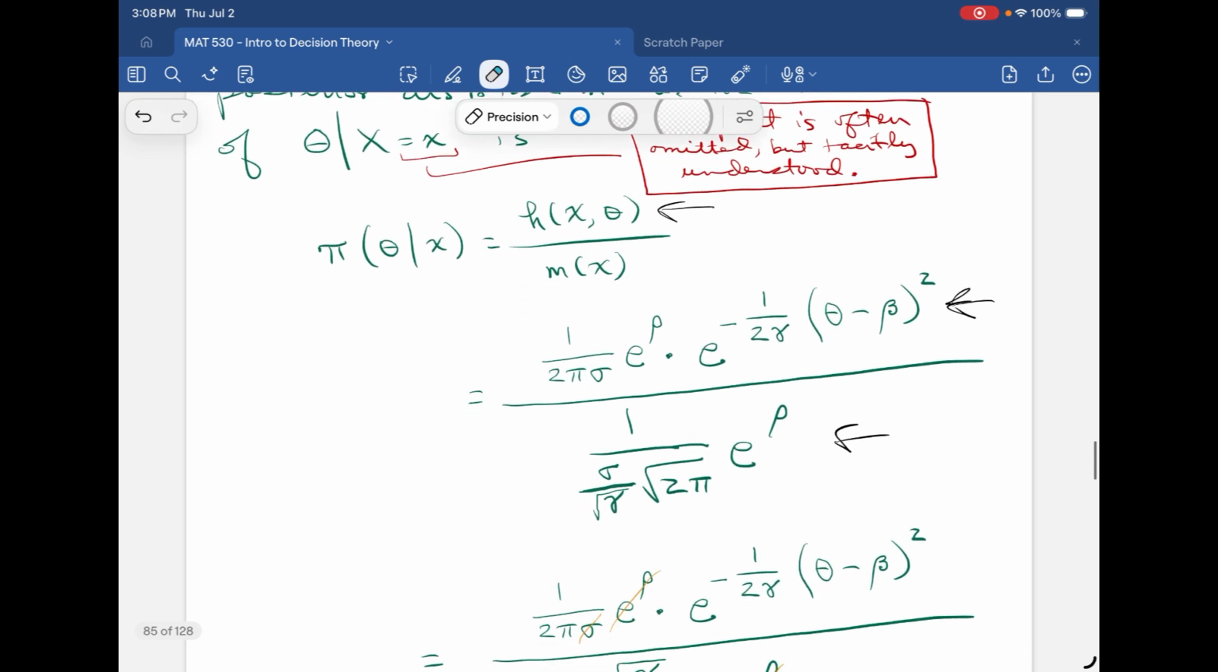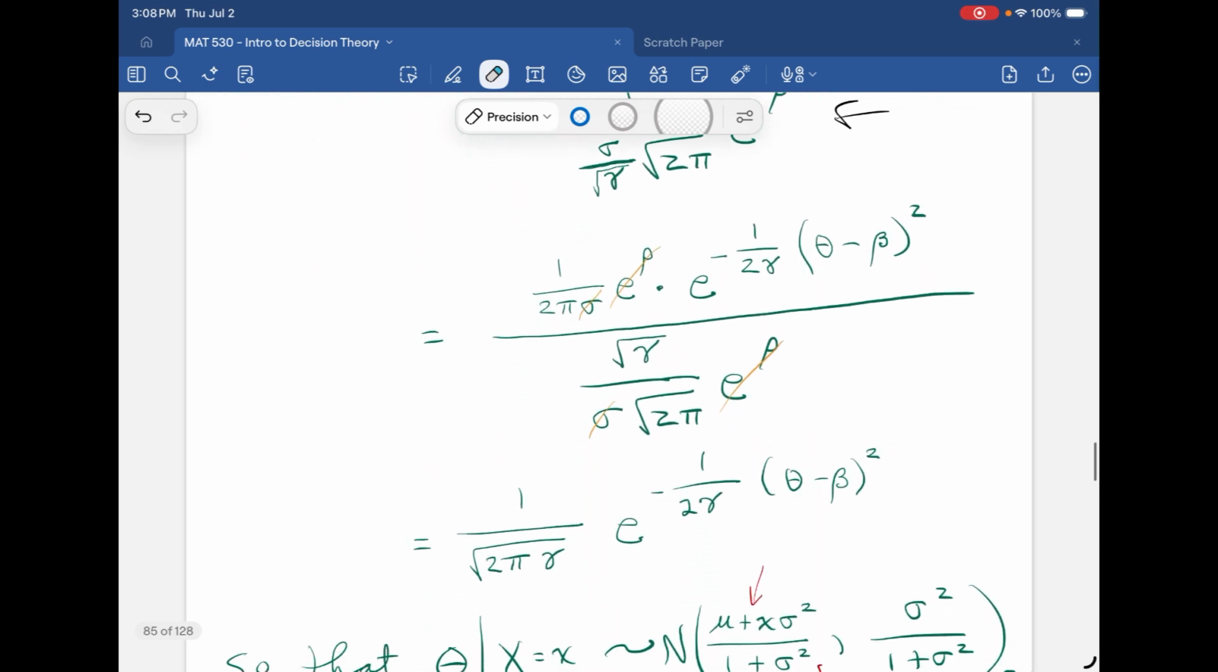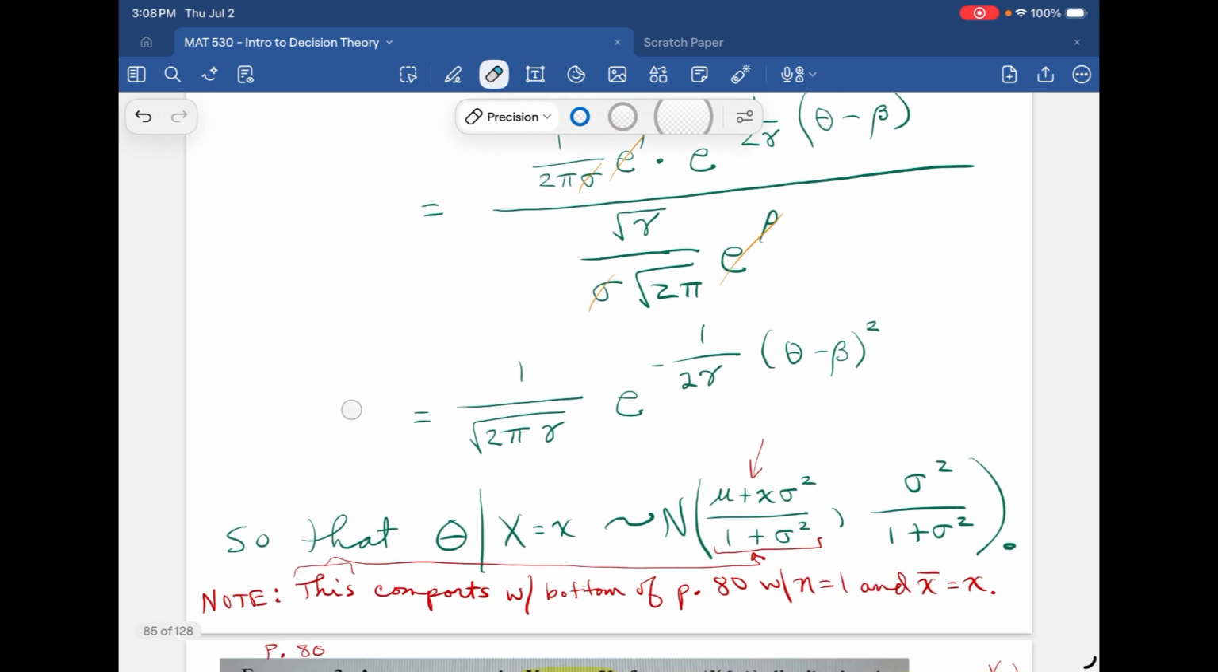simplify, and we get this expression here, and notice that that is also a recognizable density. It's normal. It has a mean of beta and a variance of gamma. And then just look back at what those were defined as, and you should see that it is.